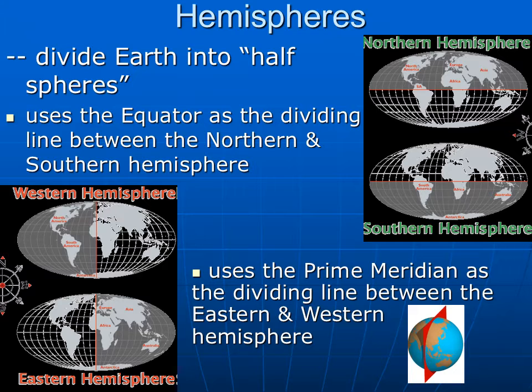Hemispheres are used to divide the Earth into half spheres. We use the equator as the dividing line to divide the Earth between the northern and southern hemispheres. We use the prime meridian to divide the Earth east and west into the east and west hemispheres.